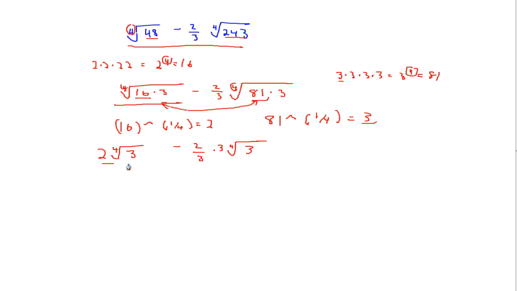And the next step, well, this one simplifies, so we can't do anything more to that, so we'll just copy it down as is. So 2 times the fourth root of 3. And with this term, we can cancel out the 3. So it will be minus 2 times the fourth root of 3. And now we have the same radical. So 2 minus 2 is going to give us 0. So our final answer for this question is 0.